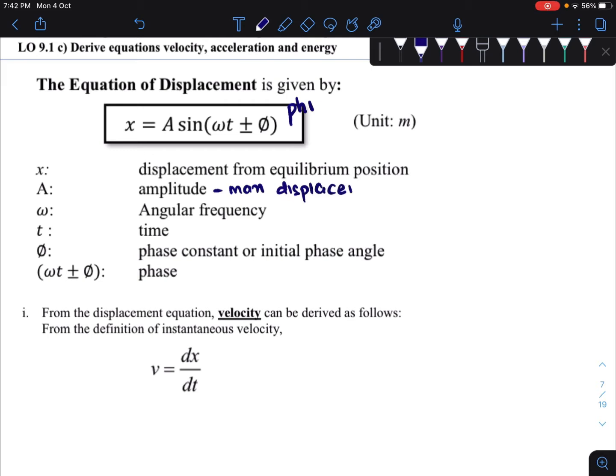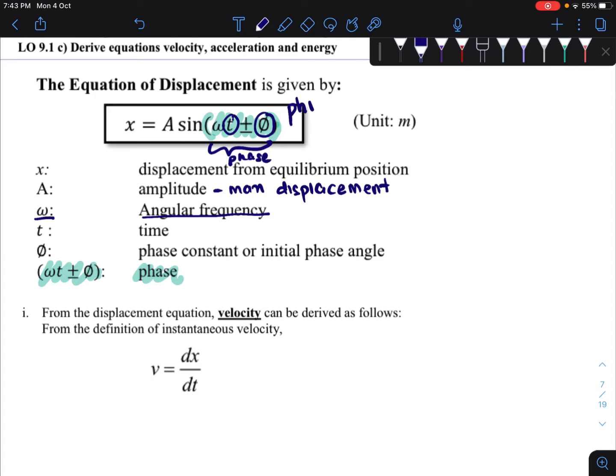Next, sine is the shape of the graph. Our periodic motion follows a sine graph shape. This whole thing, omega t plus or minus phi, is known as the phase. Omega is the angular frequency, t is the time, and phi is known as the phase constant or initial phase angle. However, the whole omega t plus or minus phi is known as the phase.